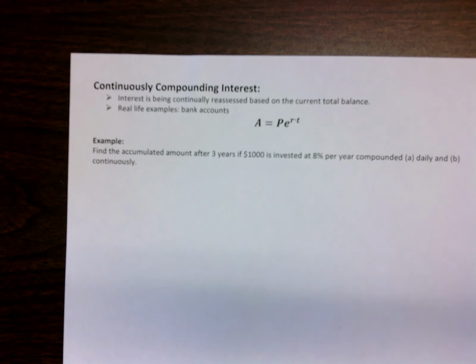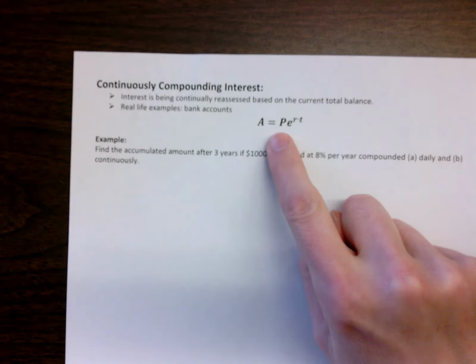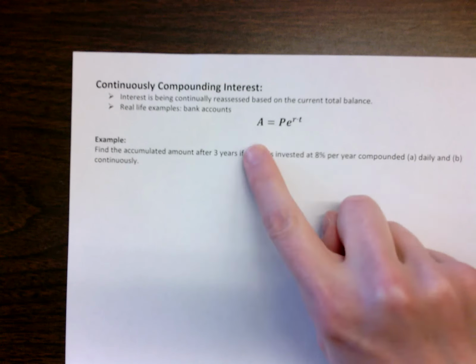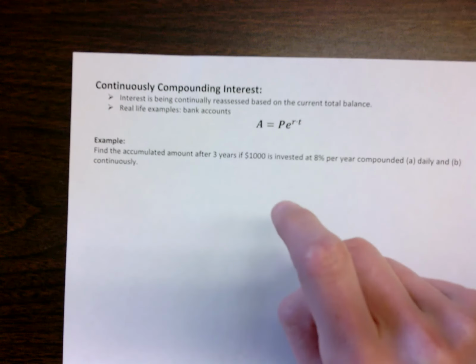When you put money into a bank account, this is what they do. They don't want you to have to go through the hassle of constantly withdrawing your money and putting your money back in. So they just continuously compound your interest. And you're going to notice that the formula is very different here. So this is A = Pert, is how a lot of people name it.